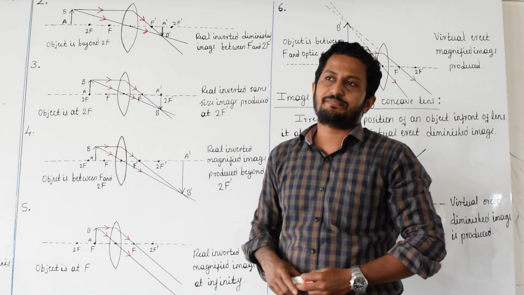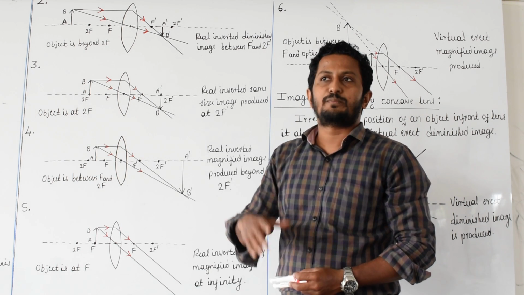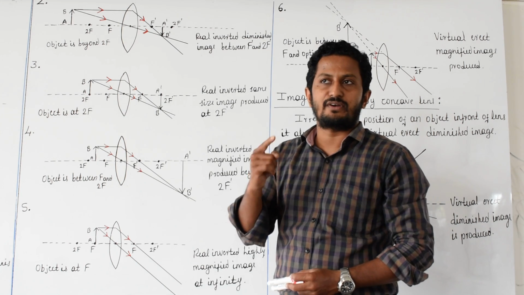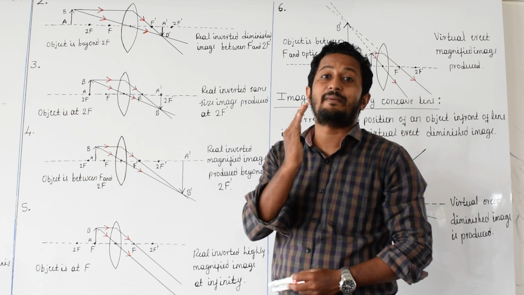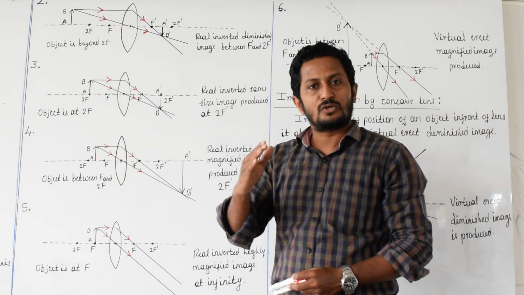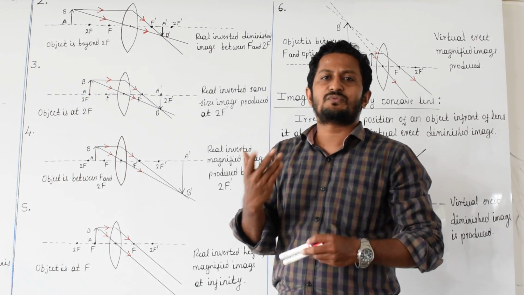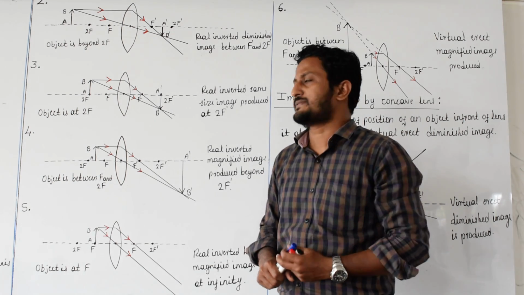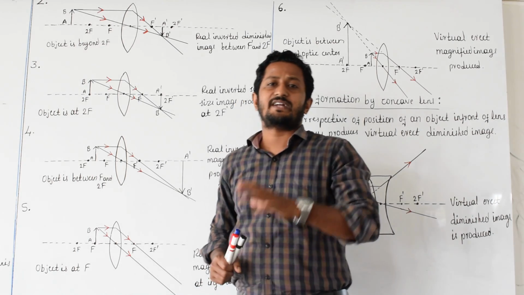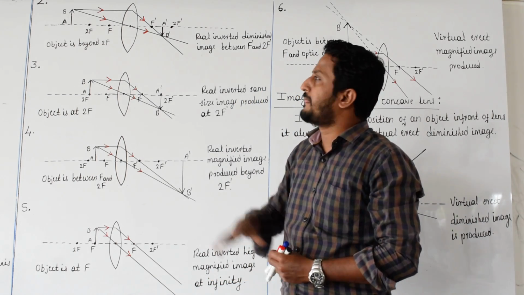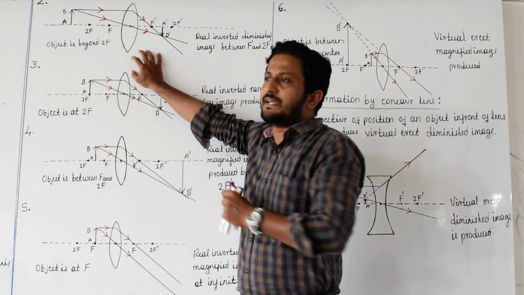Now the second one. As I already said, the position of the object in front of the convex lens matters. Based on its position, the image formation is going to take place. So now look at the second case. Here, look at this diagram.